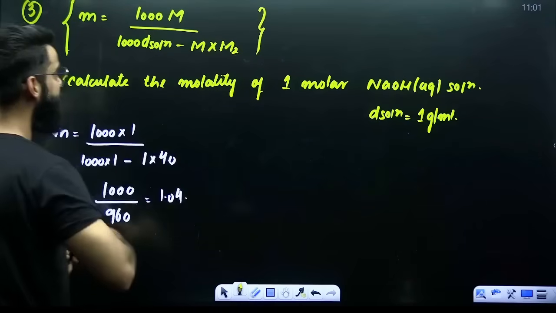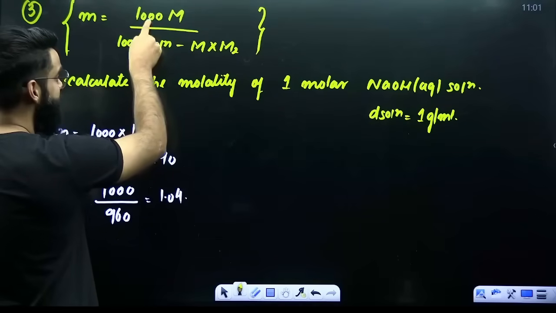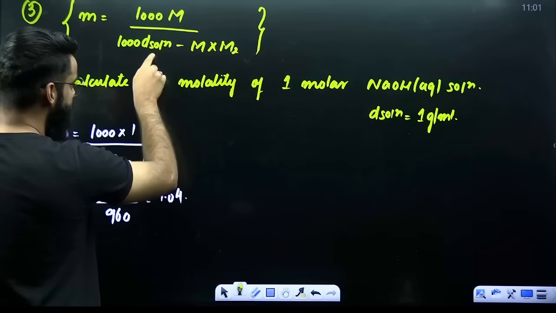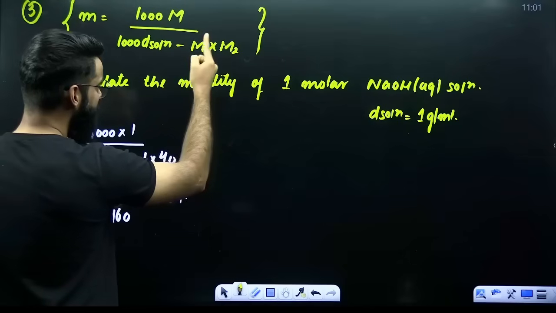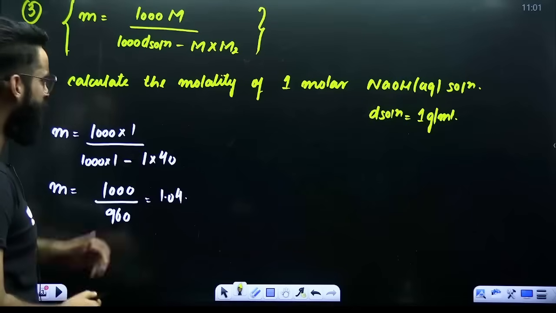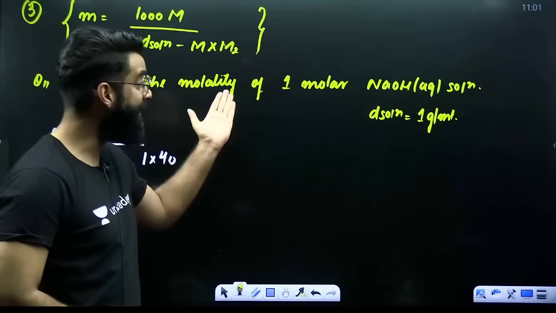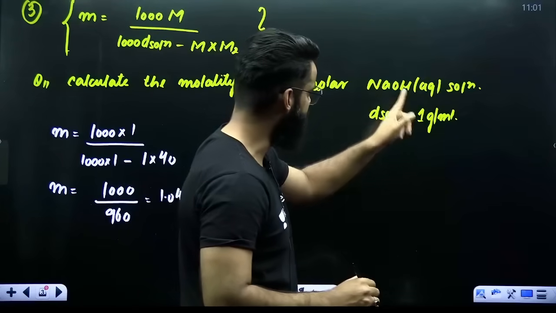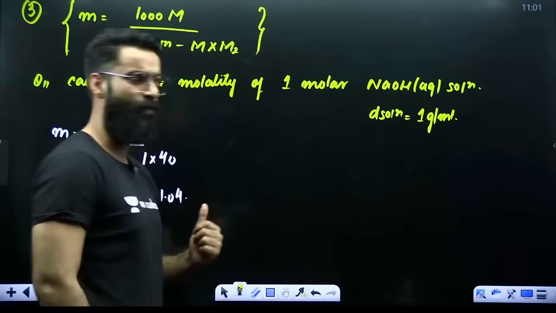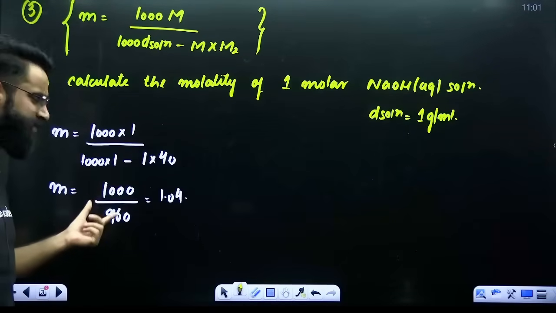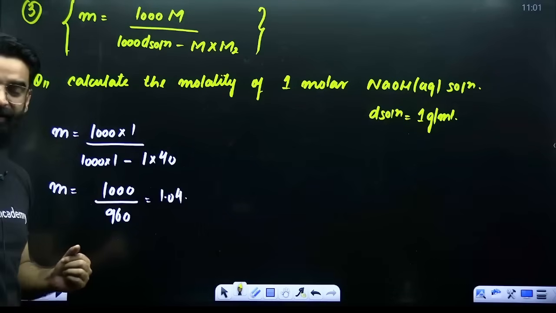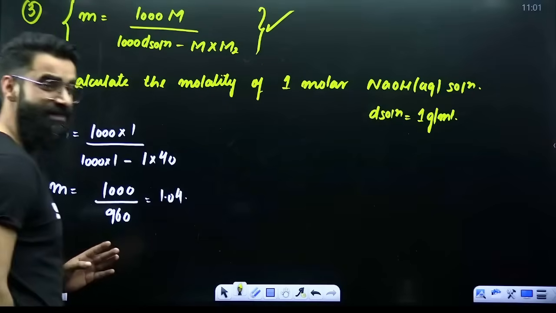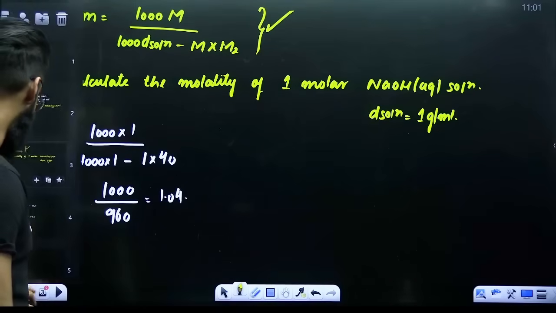Please remember this result. Molality is equal to 1000 multiplied by molarity, divided by 1000 multiplied by density of solution minus molarity multiplied by molar mass of solute. For example, this is the question: calculate the molality of 1 molar NaOH aqueous solution, where the solute is NaOH and the density is 1 gram per ml. So my dear students, just use the result, put in the values and get the molality of the solution. No need to use your brain again. Just remember this direct result. It's going to ease out a lot of things when it comes to the calculations.